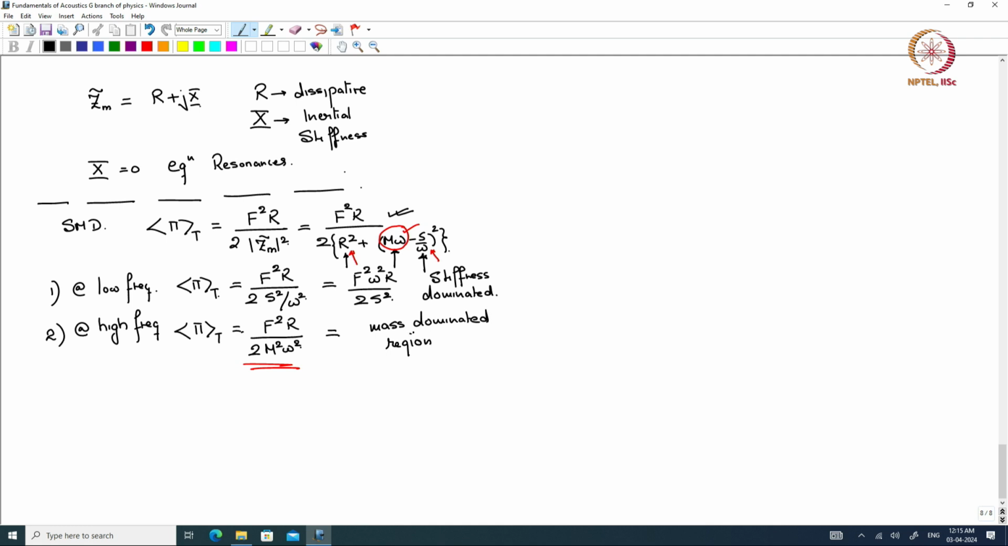And in the middle we have resonance, where m omega is equal to s over omega, and therefore this term goes to 0. So what we now have is F squared R by twice R squared, and this is F squared by 2R, which is damping dominated.